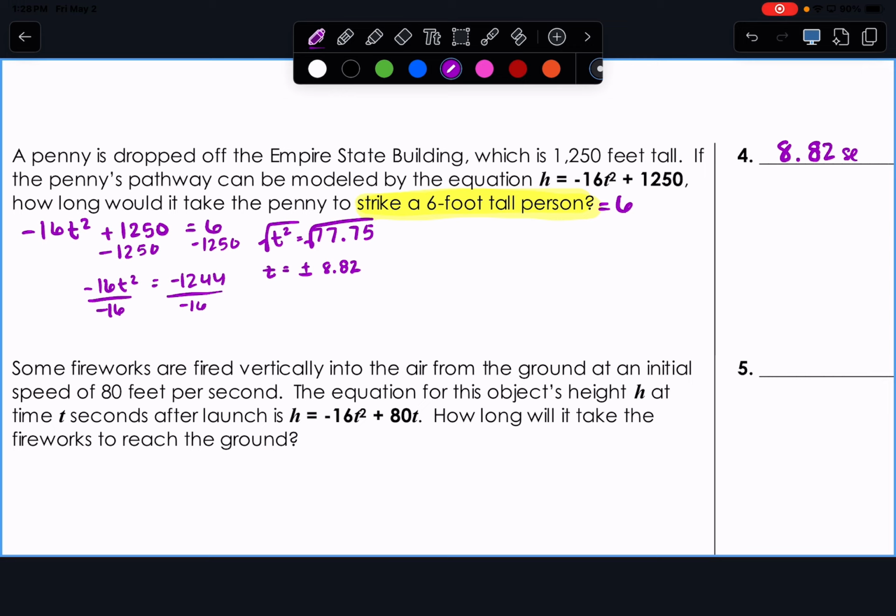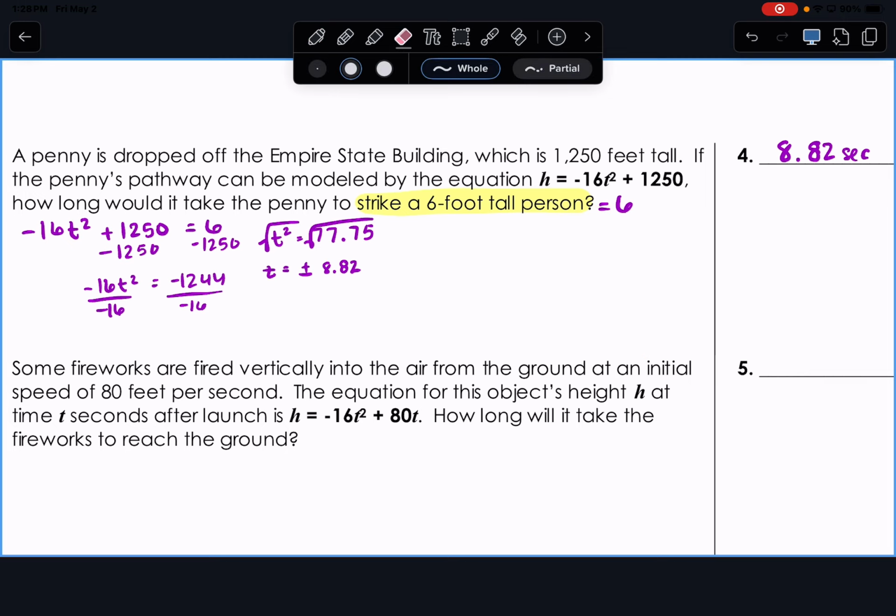Okay, because we have 8.82 seconds. That comes from the Empire State Building right there, and someone throws something off the top of it, which gives us half of our parabola. The other half would happen from the other side. Obviously, no one's going to be able to throw the penny over the Empire State Building.